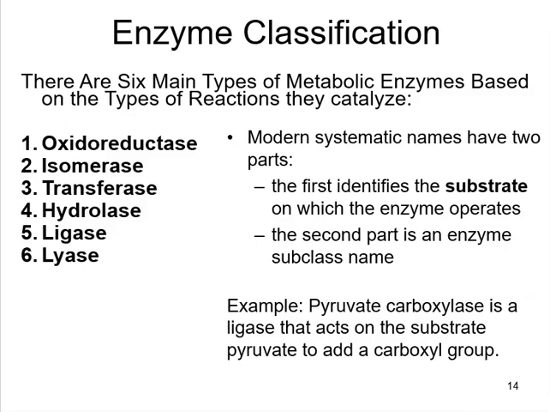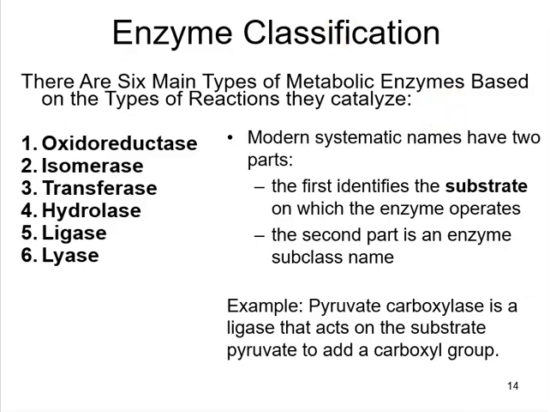There were 5 different types of reactions that we talked about for organic chemistry. There are 6 different enzyme classifications for metabolic enzyme-based reactions. We have the oxidoreductase, isomerase, transferase, hydrolase, ligase, and lyase. So these 6 you need to know. They're similar to the organic chemistry versions that we have previously discussed.